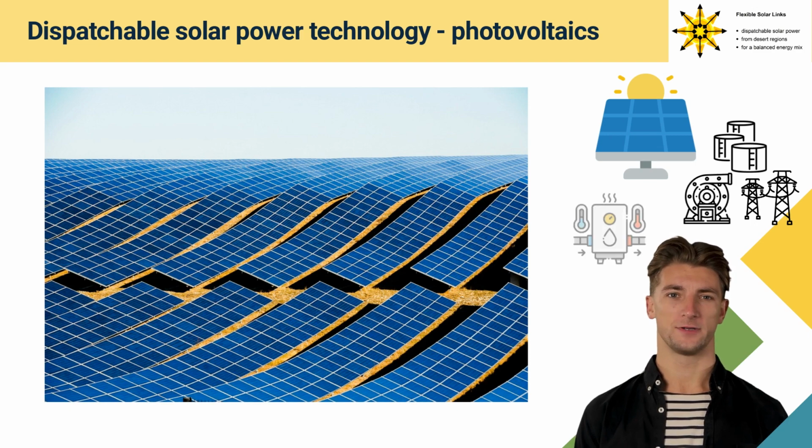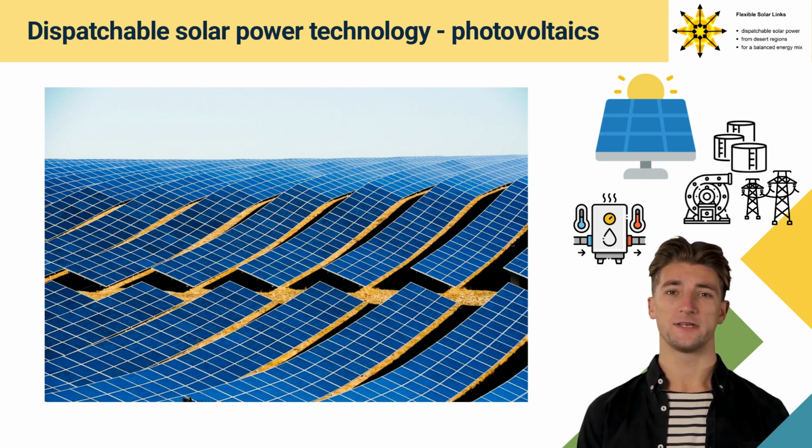Hereby, a high-temperature heat pump is necessary. The heat temperature should be in the range of 300 degrees Celsius to enable a steam turbine process and the operation of an electrical generator. One major challenge is still to find a suitable heat transfer medium for a high-temperature heat pump. Thus, photovoltaic, at the time of publishing this video, is only a conceptual possibility of a dispatchable solar power technology.